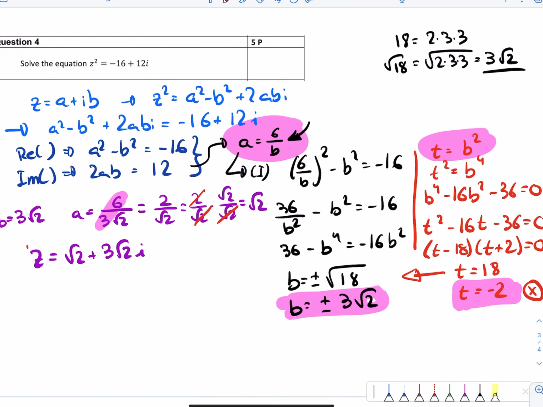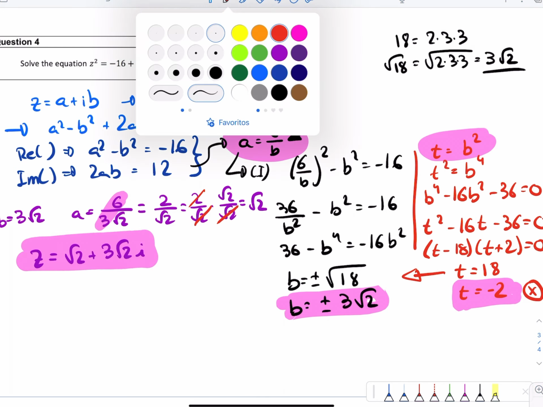Good. Do we actually get a second solution? I wanted to highlight this for a second. Do we actually have a second solution? Well, let's see if we have a second solution.